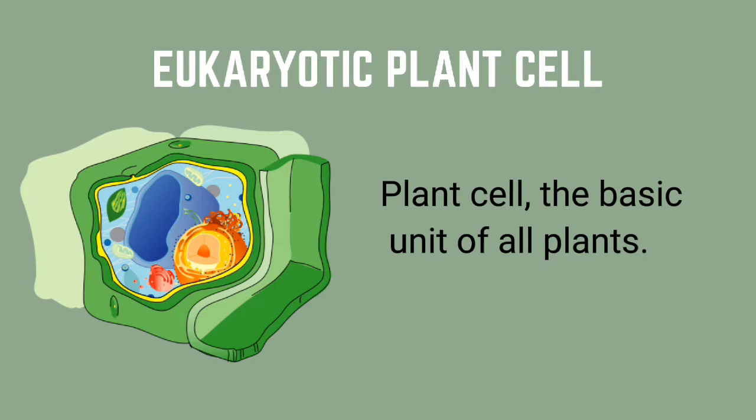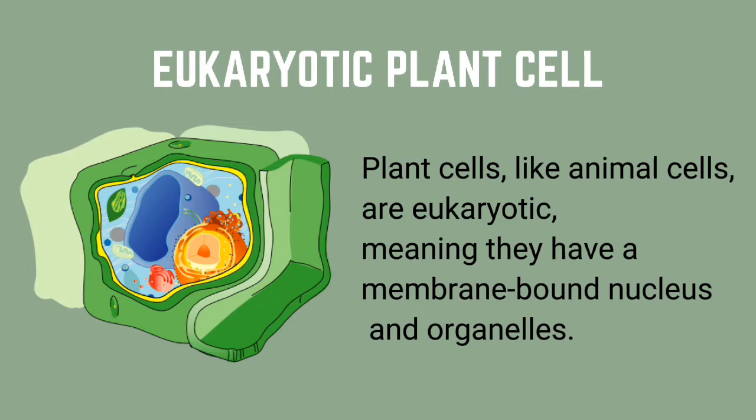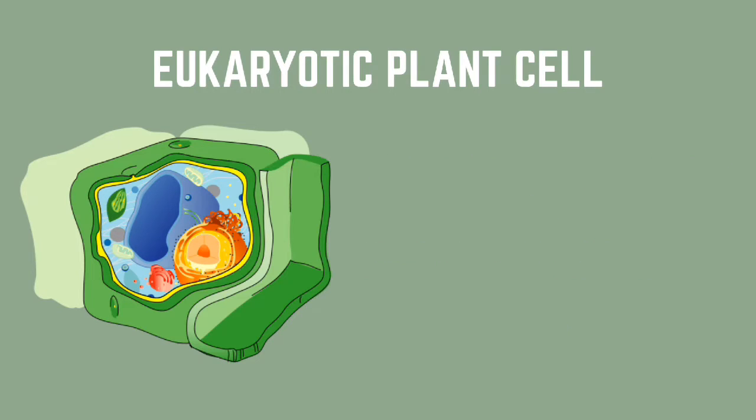Plant cell, the basic unit of all plants. Plant cells, like animal cells, are eukaryotic, meaning they have a membrane-bound nucleus and organelles.